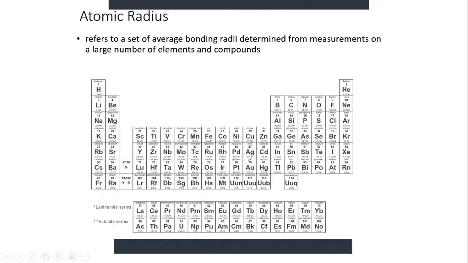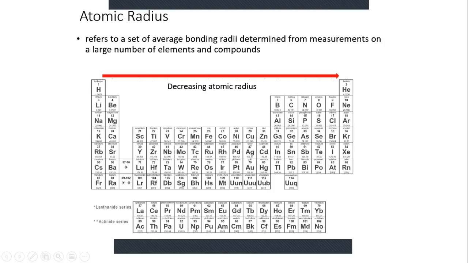So the first type of periodic trend we're going to talk about is atomic radius. Atomic radius is actually an average of bonding radii from measurements on a large number of elements or compounds. So it's an average. And what we see is as we go from left to right, atomic radius decreases. Remember, as we go left to right, valence electrons increase. We talked about that in previous slides. So atomic radius decreases as we go left to right, and we'll explain that in just a moment.